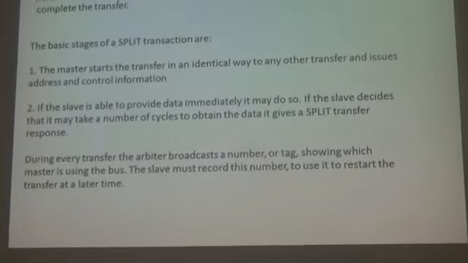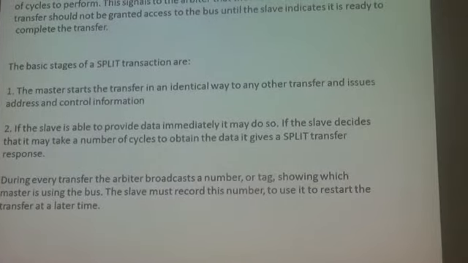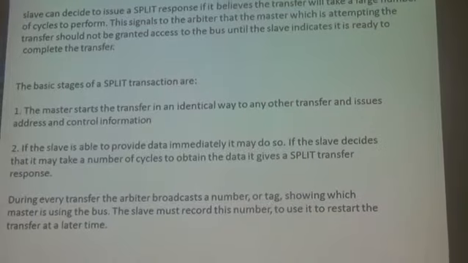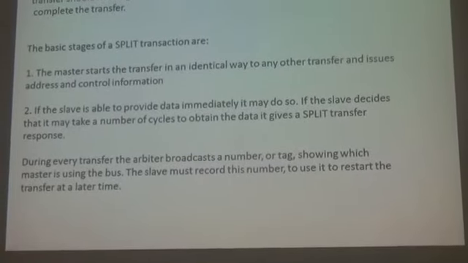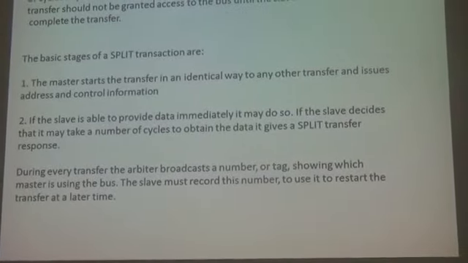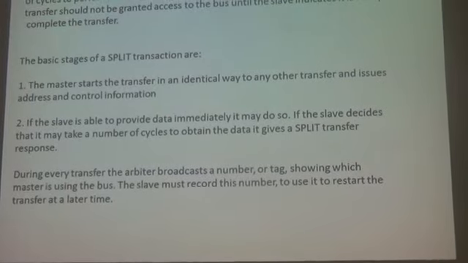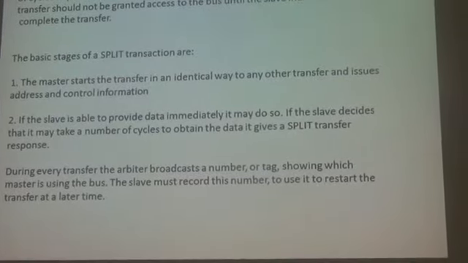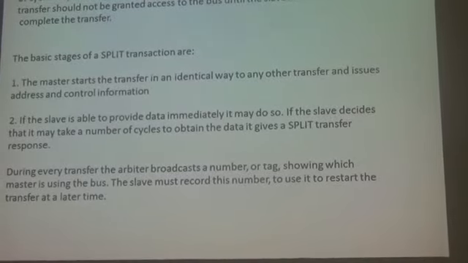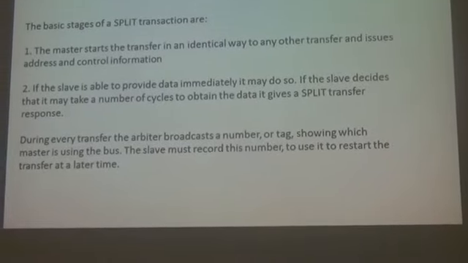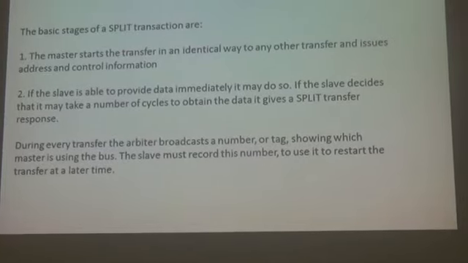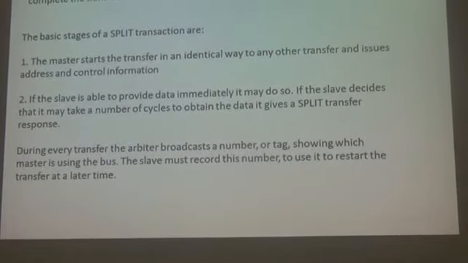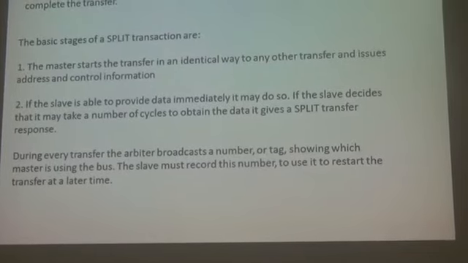In this there are 7 stages, and at the end we will come to know how the arbiter behaves when the split response comes. There are about 7 steps which we need to know. First, the master starts the transfer in an identical way to any other transfer and issues the address and the control information. Initially it starts normally. If the slave is able to provide data immediately, it may do so, but if the slave decides that it takes a large number of cycles to obtain the data, then it gives a split transfer response.